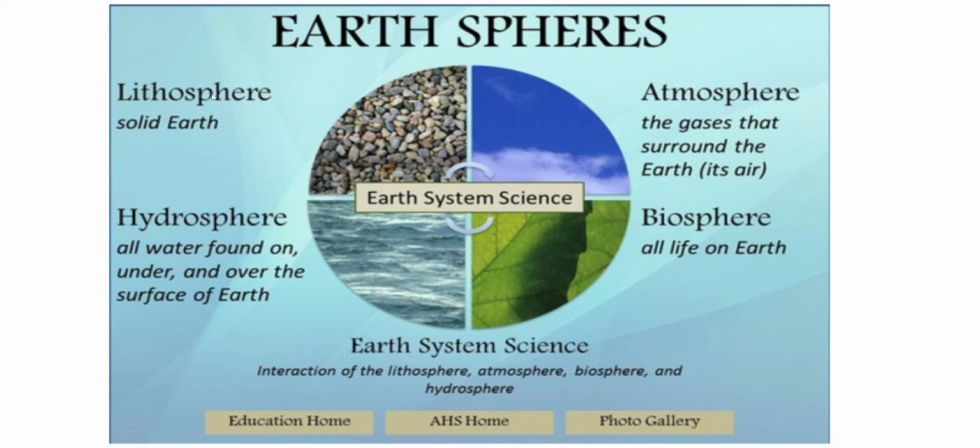We have the lithosphere, which we talked about in our previous lessons. This is the solid part of the Earth. We have the atmosphere, these are the gases that surround the Earth. We have the biosphere, which is all life on Earth, and then we have the hydrosphere. This is all the water found on, under, and over the surface of the Earth. Today, we're focusing on the hydrosphere, all water found under and over the surface of the Earth.